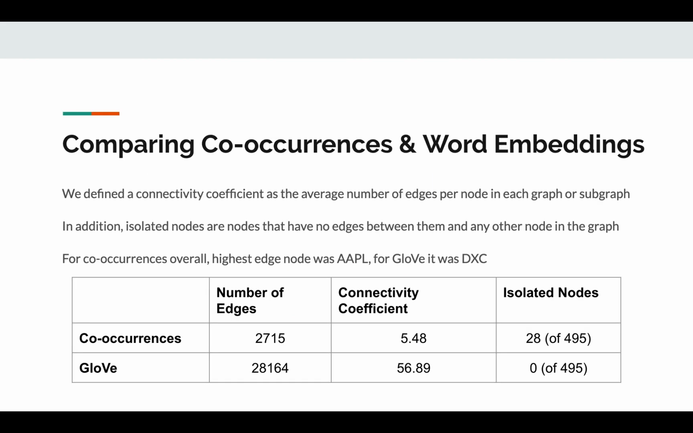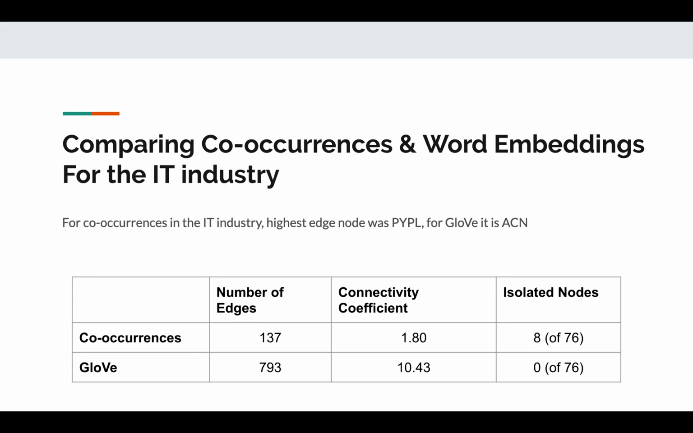Now when we look at the co-occurrences and the word embeddings combined, we see certain patterns emerge. First, we looked at our connectivity coefficient, which we defined as the average number of edges per node. We see that for GloVe, because it is much more robust, and since co-occurrence matrices are more sparse, while embeddings are pre-trained and capture context much better, it will generate edges much more frequently. We can also see that there are no isolated nodes for the GloVe model. Now, in the IT industry in particular, we notice that the tech industry is actually more connected as a whole per company, and we see a similar pattern.